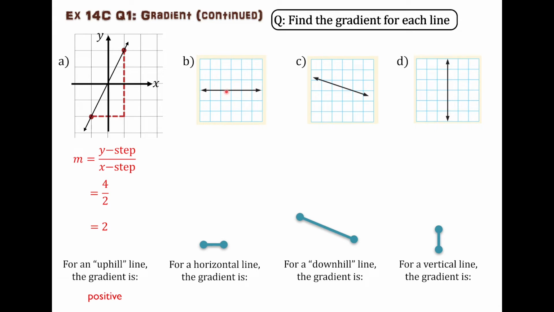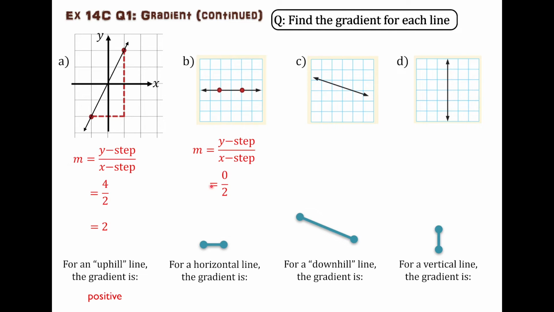What about something like this? It's a horizontal line. Well, we can do the same thing. The gradient is y step divided by x step. I can pick 2 points, this one and this one. I can look at my y step. How far up or down do I go to get from here to here? Well, I don't go up and I don't go down. I move 0 units in the vertical direction. In the horizontal direction, I move 1, 2. My x step is 2.